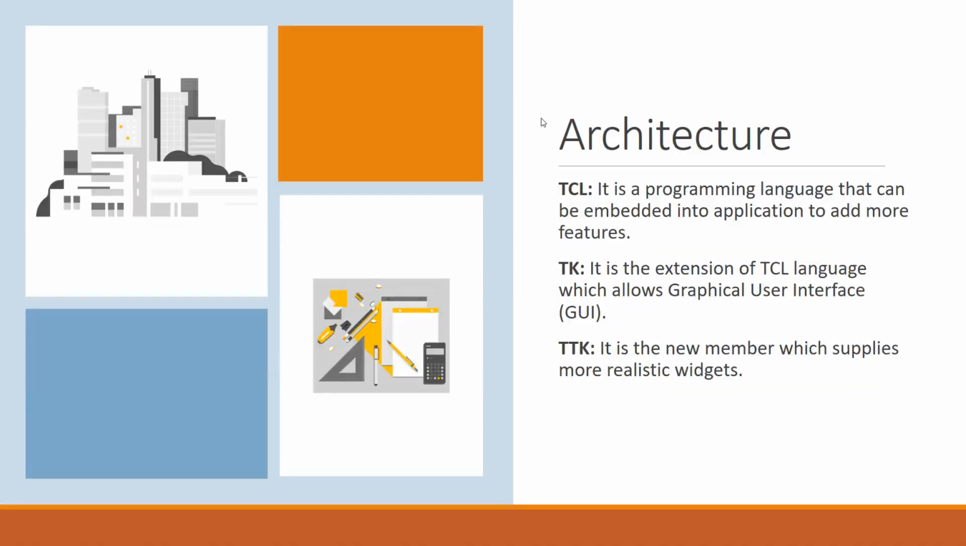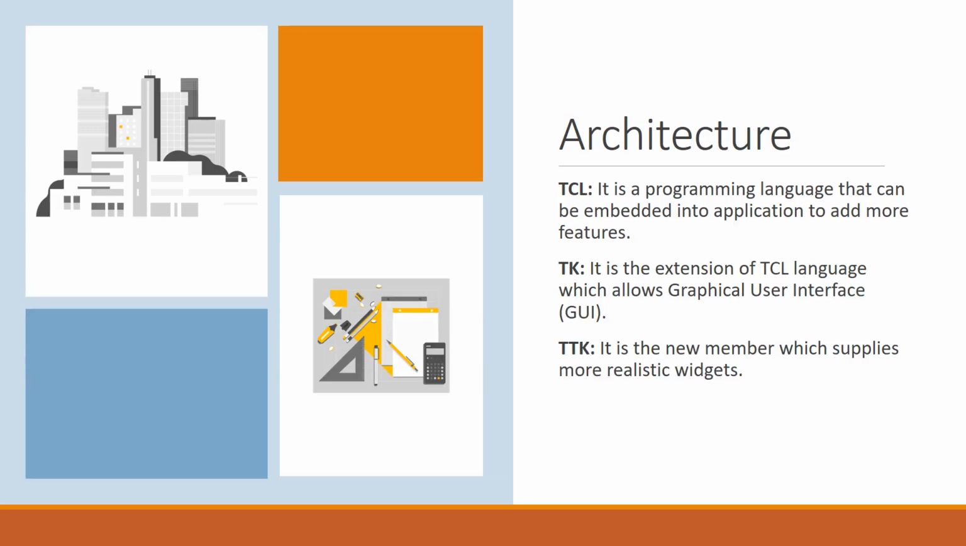Tkinter architecture. Tkinter architecture comprises three things: TCL, TK and TTK. TCL stands for Tool Command Language. It is an interpreted programming language that was created in 1988 by John Ousterhout. It can be embedded into an application and more features can be added to an existing program.